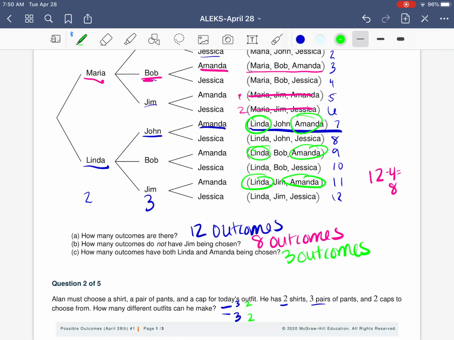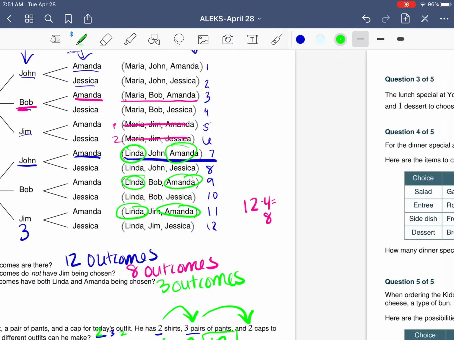So what you want to do though, and remember this one was a 2, is we're going to just multiply these. So we can take the 2 times the 3 and get 6, and then we just want to times that by this other 2, which will be 12. So there are 12 outcomes in that problem.